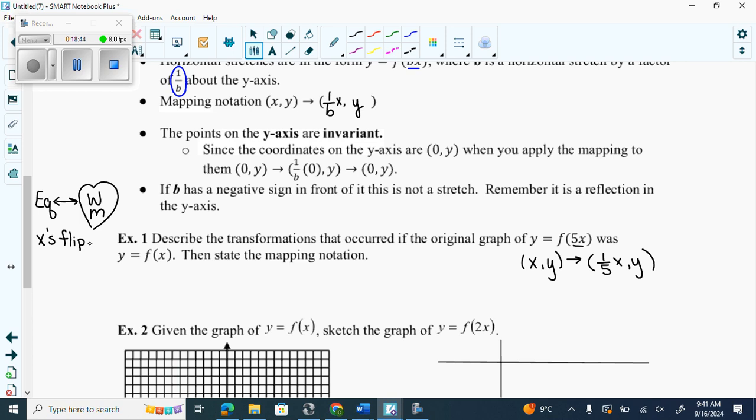All right, so here we have 1/5 in my mapping. Do you see that? So 1/5 is going to be in my words because it doesn't flip. Do you see how they're in the same heart? So I'm going to have a horizontal stretch by a factor of 1/5 about the what axis? About the y-axis.